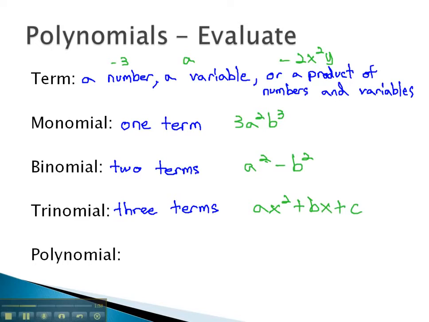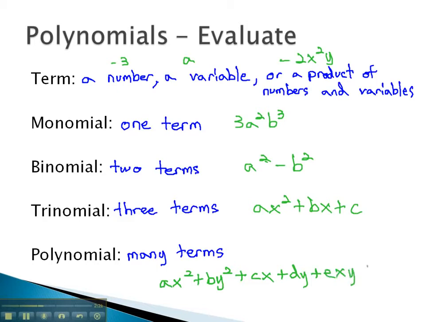After trinomial, we group them all together into a polynomial, which means something with many terms. In practice, we often call monomials, binomials, and trinomials polynomials as well. An example of a polynomial would be ax squared plus by squared plus cx plus dy plus exy plus f. Notice the many terms are separated by addition and subtraction.